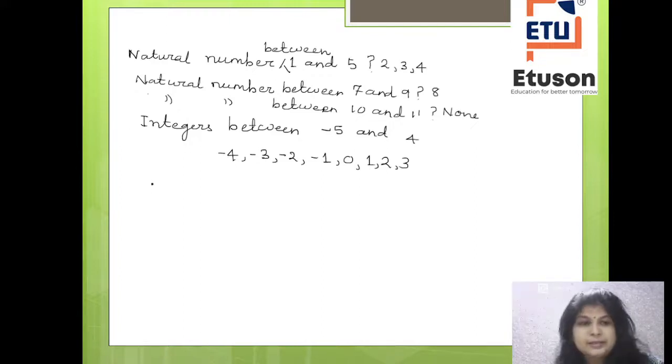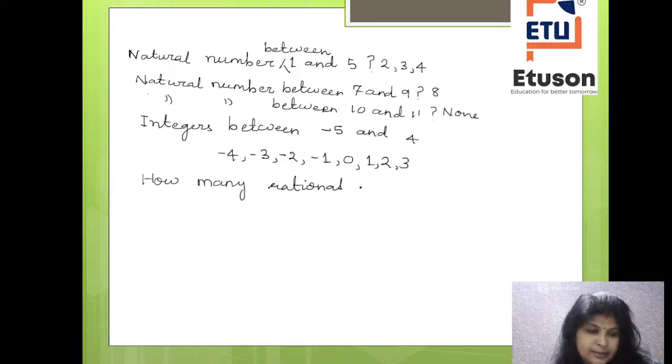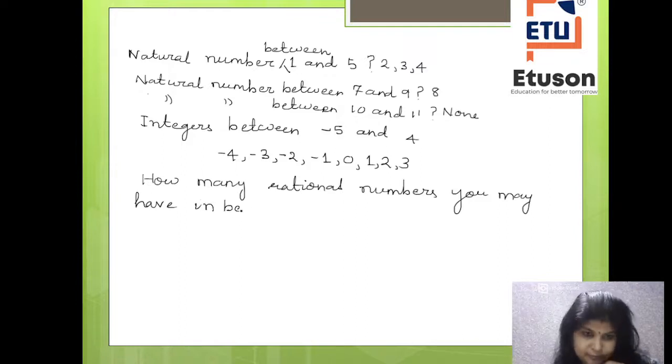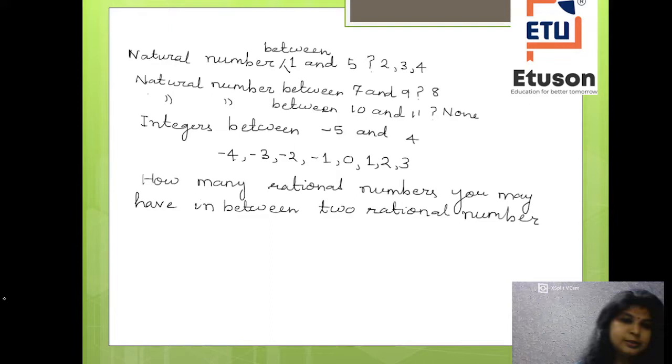Now consider some rational numbers. Now we will find out how many rational numbers you may have in between two rational numbers. Correct. So in this case we'll take one example.